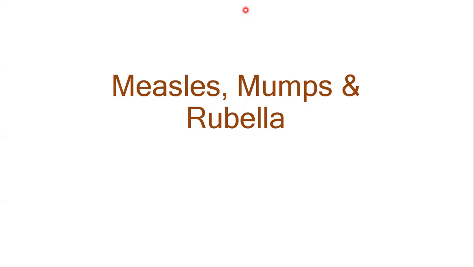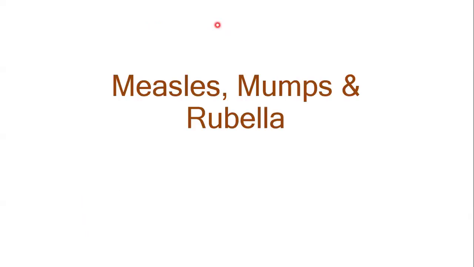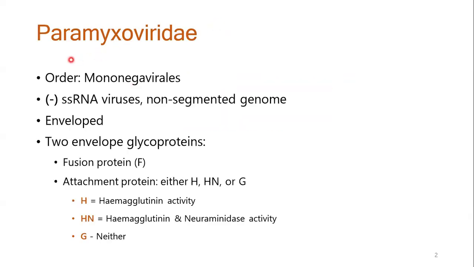Okay, so let's start. I'll start with measles, mumps, and rubella. Paramyxoviridae. The order is called Mononegavirales. They are negative single-stranded RNA viruses, and they have a non-segmented genome.